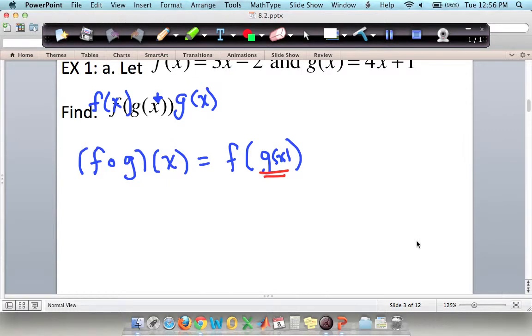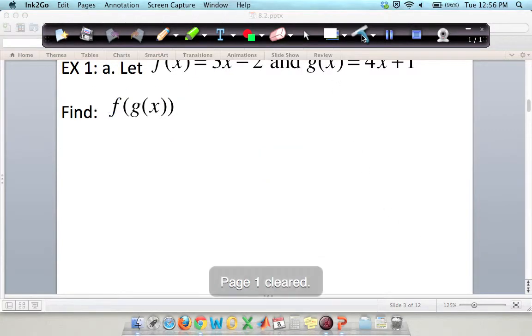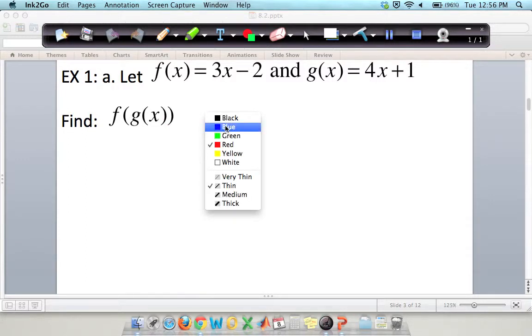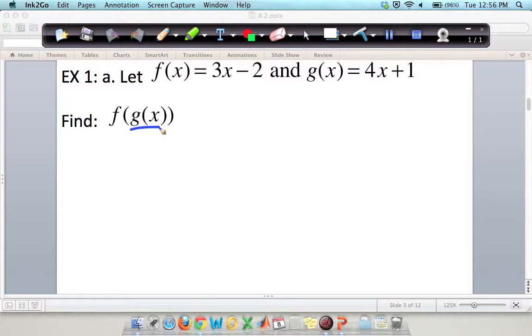So let's look at an example. We have f of x equals 3x minus 2 and g of x equals 4x plus 1. Find f of g of x. So kind of work from the inside out. I'm going to start with the inside. It says g of x. So this is saying go to the function f and plug in g of x wherever you see an x.